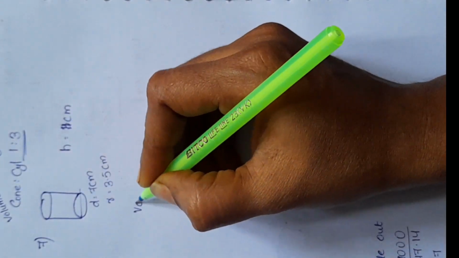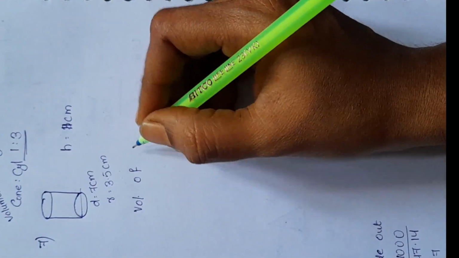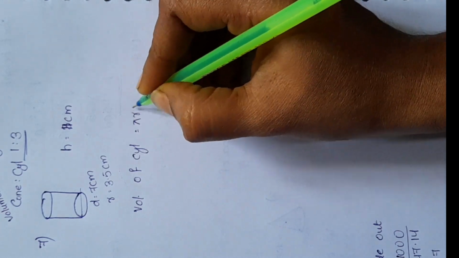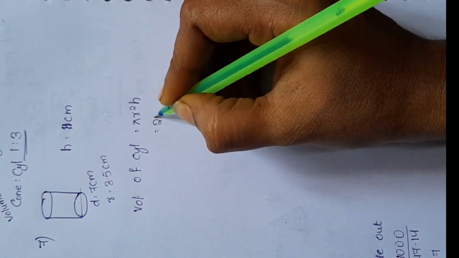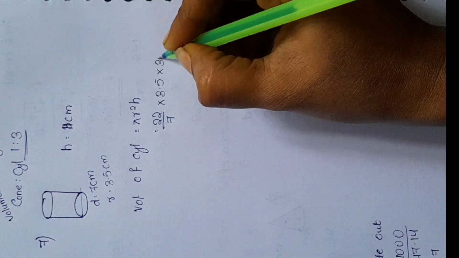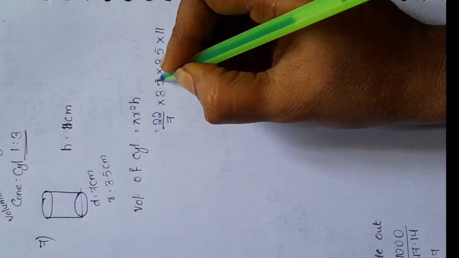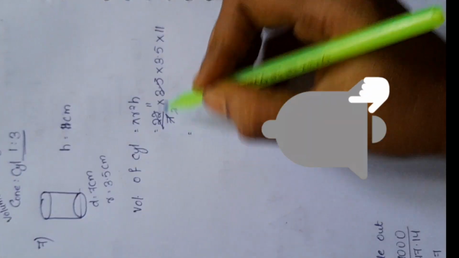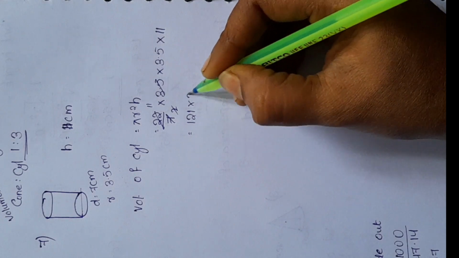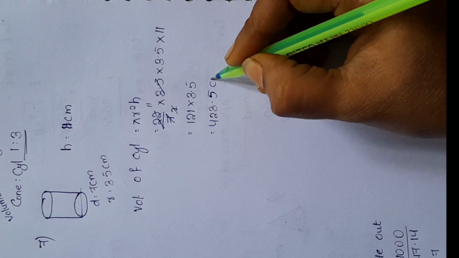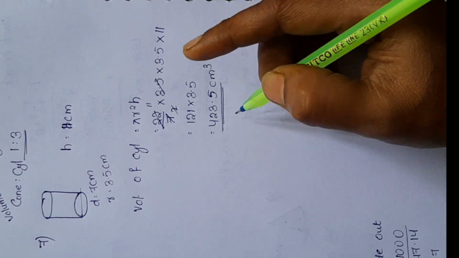Now the volume of the cylinder formula is pi r square h. Let us substitute the values. 22 by 7, r is 3.5 into 3.5 into 11. 3.5 ones, 2 sevens, 2 elevens. So 11 into 11 is 121 into 3.5. On multiplication, we get 423.5 centimeter cube, the volume of one cylinder.